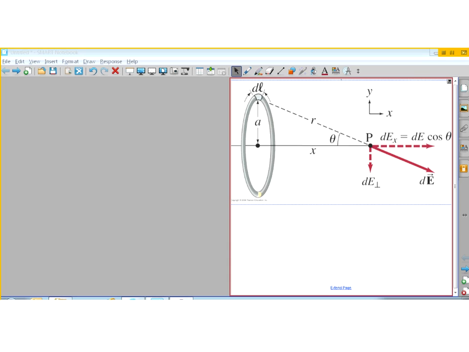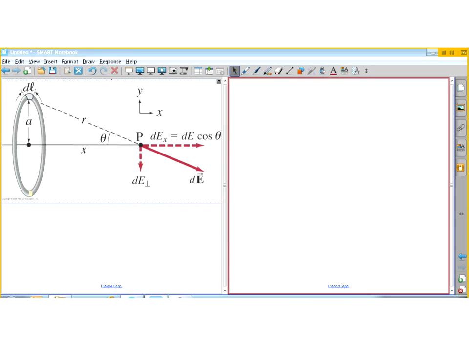This is also derived in your book, but sometimes when you get to these calculus parts of physics, it's hard to follow. So hopefully I'll be able to help you understand these derivations. These are the calculus-based things that make calculus-based physics what it is. So these are the more difficult parts of this.